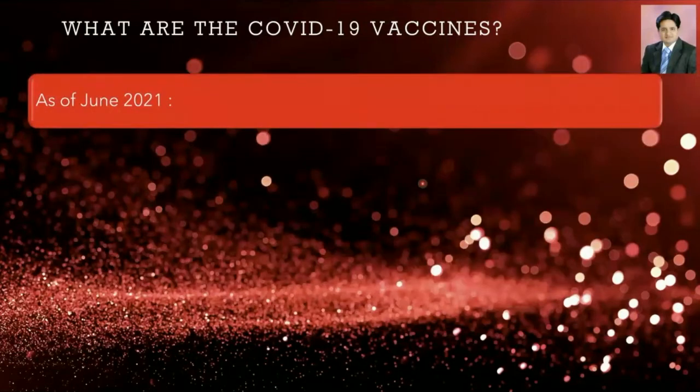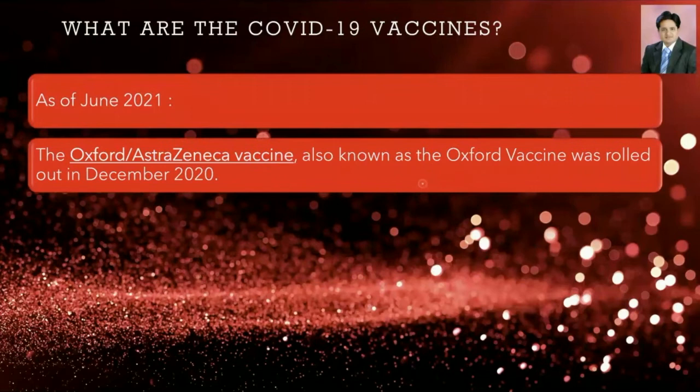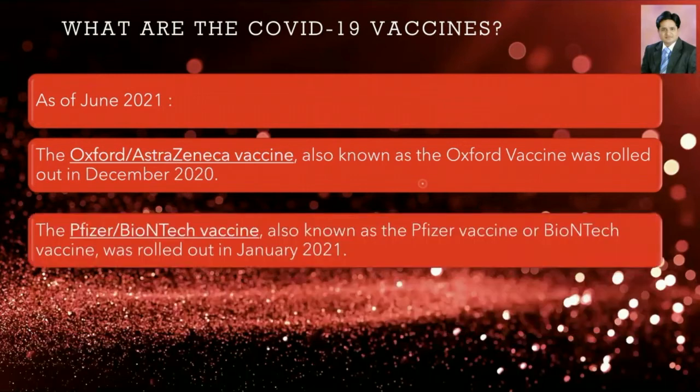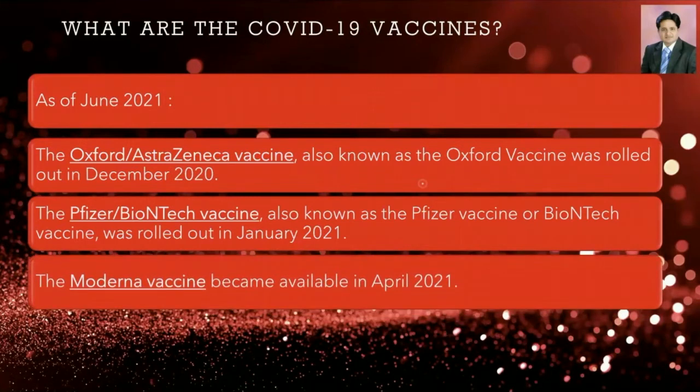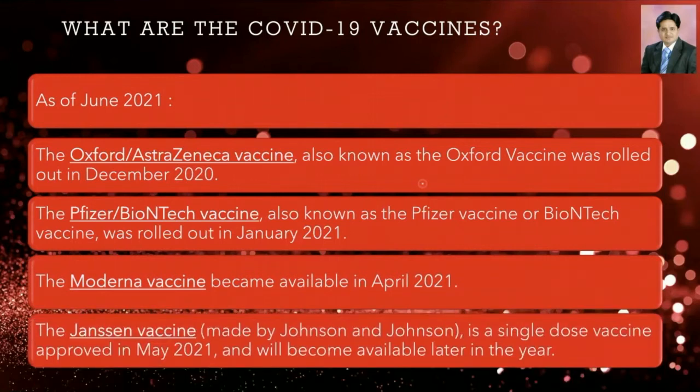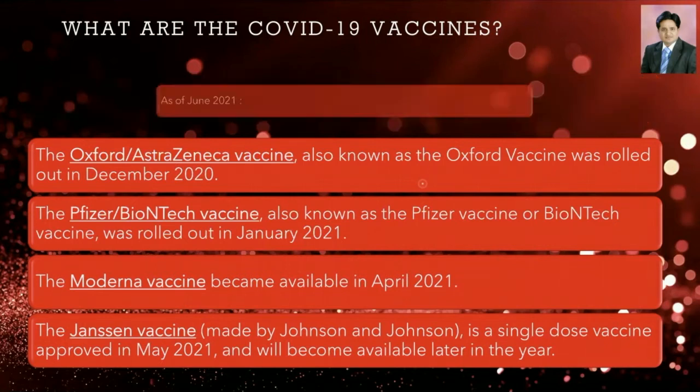So as of June 2021, we have the Oxford AstraZeneca vaccine, which was developed by researchers from Oxford University, and this was rolled out in December 2020. We have the Pfizer vaccine, which was rolled out in January 2021. We have the Moderna vaccine, which became available in April 2021. And the Janssen vaccine, which was made by Johnson & Johnson and was approved in 2021 and will be available later this year.